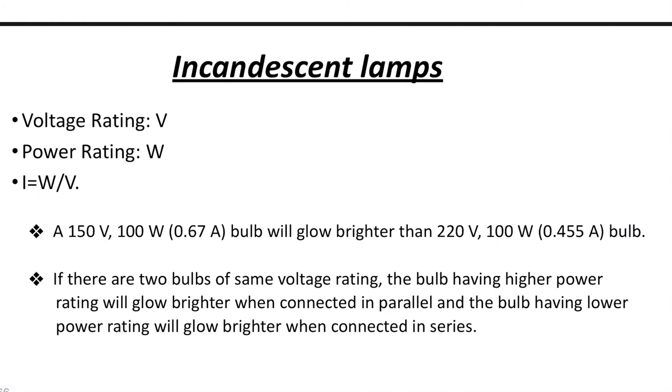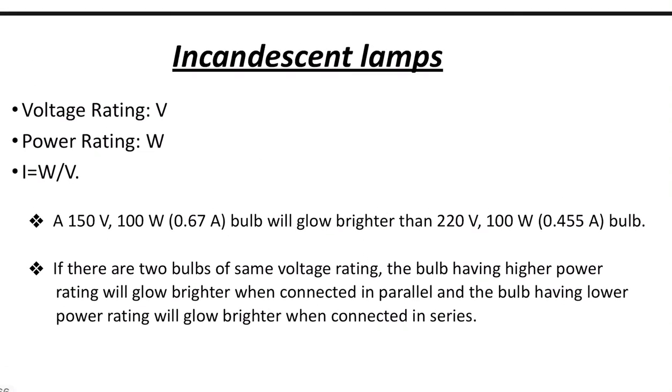Now the incandescent bulb. Let's say it's a 150 volt 100 watt bulb. What happens if you run this? What does this bulb do? Let's say you have a bulb B1. It is at 100 watts at 150 volts. So what is the amount of current that this bulb is going to draw? It's going to draw 100 divided by 150, and that is equal to 0.66 amperes.